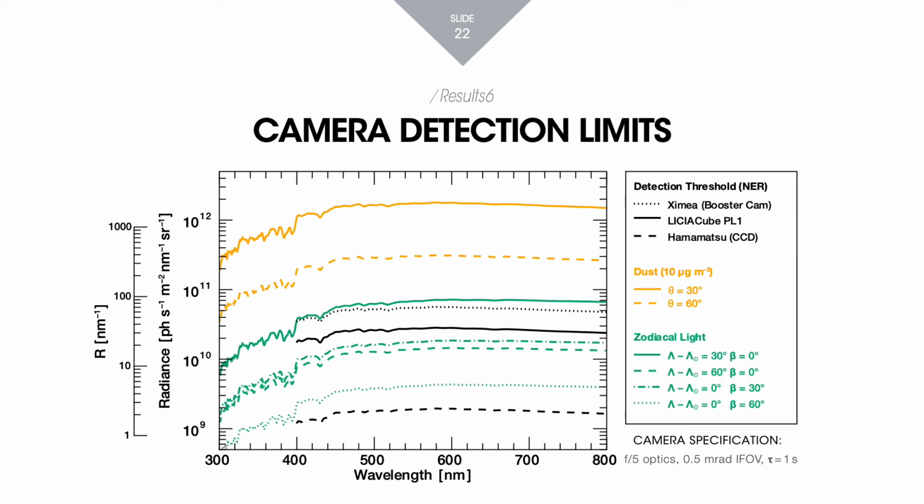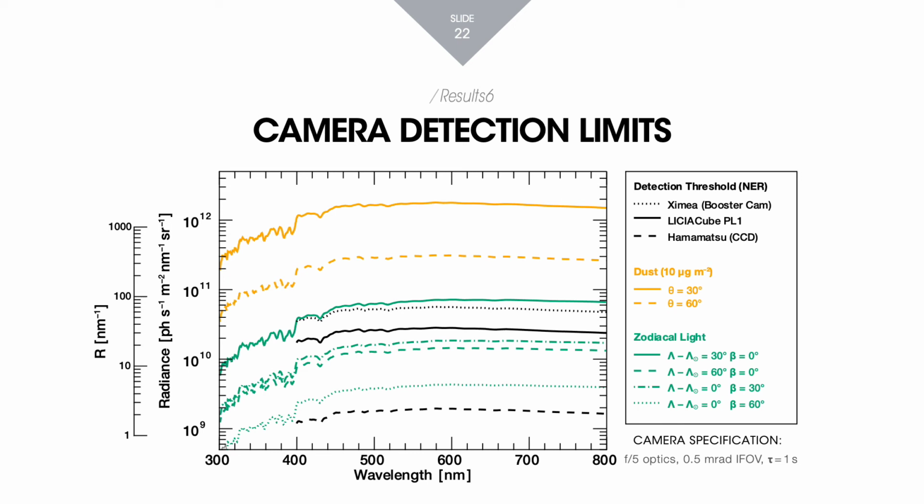Finally, for comparison, we add the green lines for the zodiacal light background radiance at comparable solar elongation angles. We include zodiacal light here since it's a potential source of interference, but it can also serve as a periodic calibration source to correct for dust deposition on the optics.